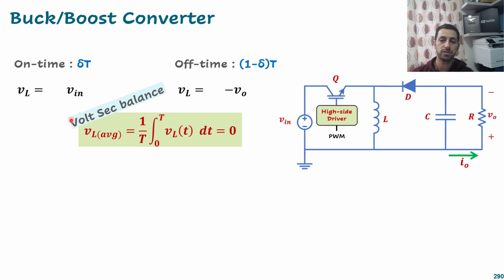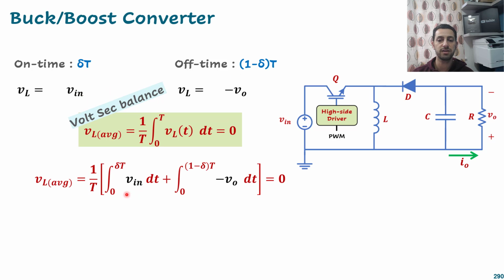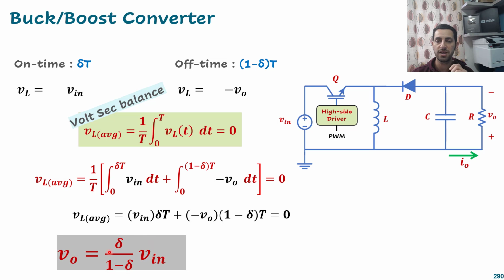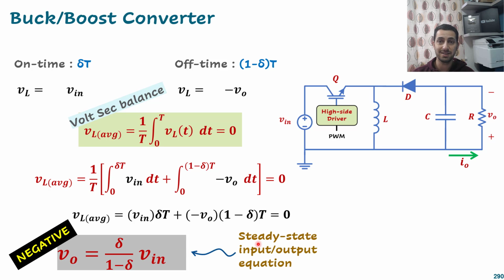We use the volt-second balance to average these values during the on time and off time. By using the integration, during the on time we have this value, and during the off time we have that value, and we can finally get the relation V output equals delta divided by 1 minus delta multiplied by Vin. And again, this is the steady state relation.